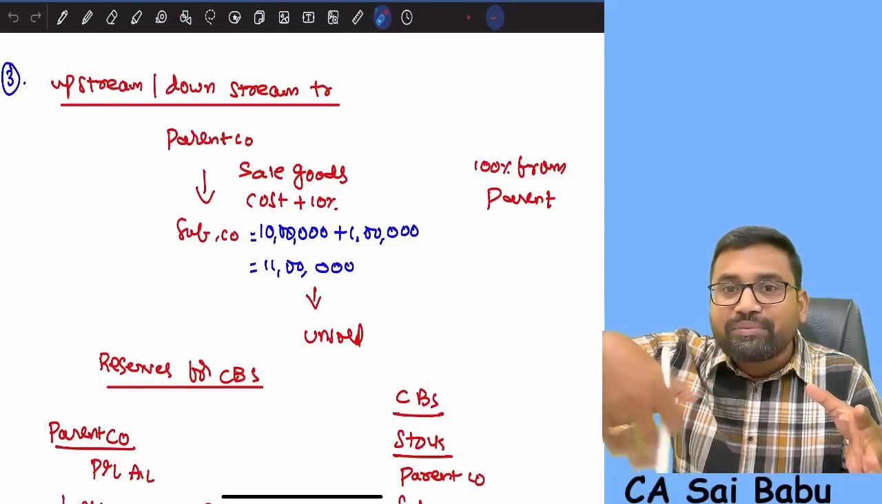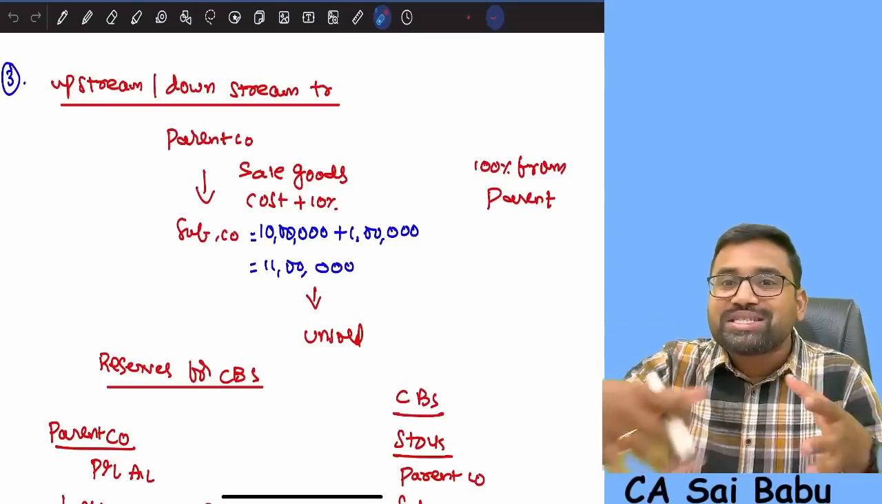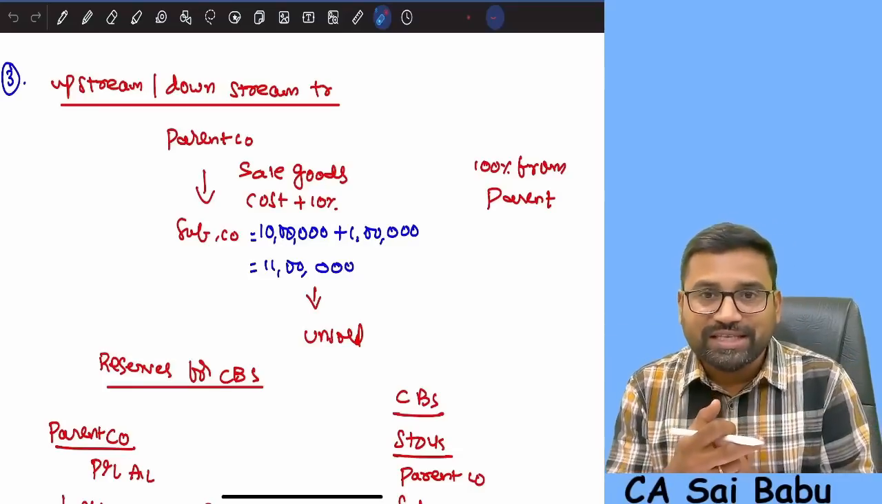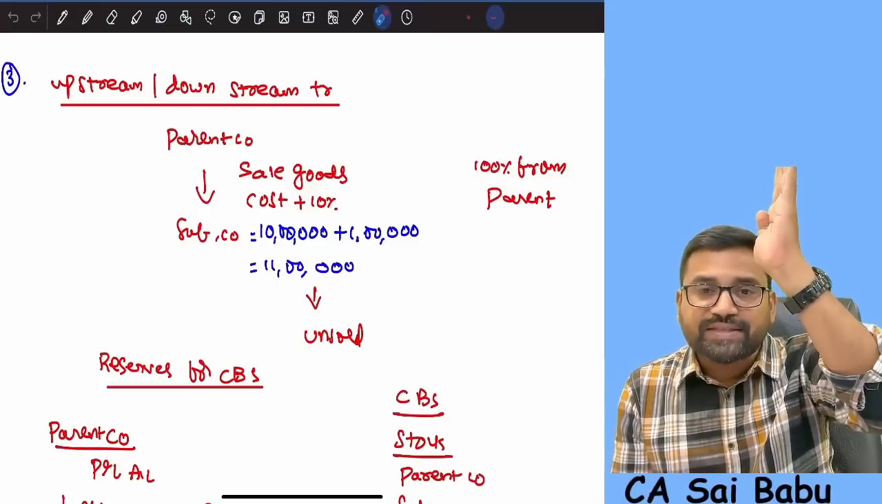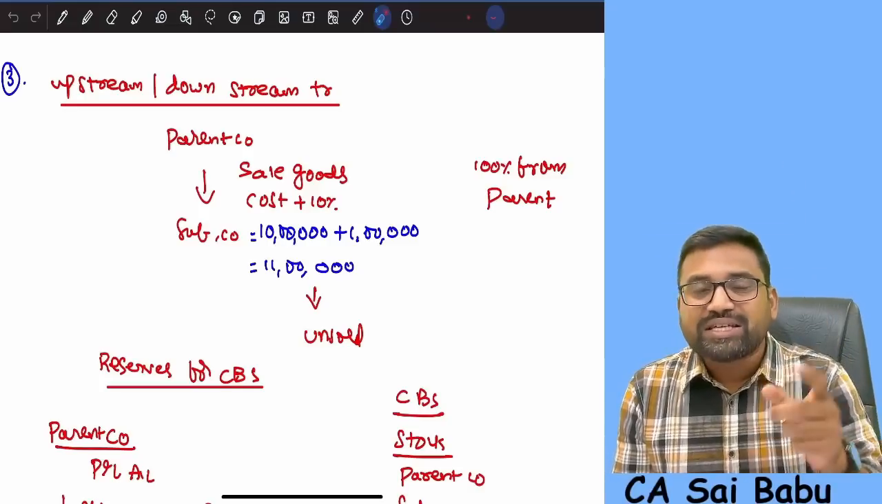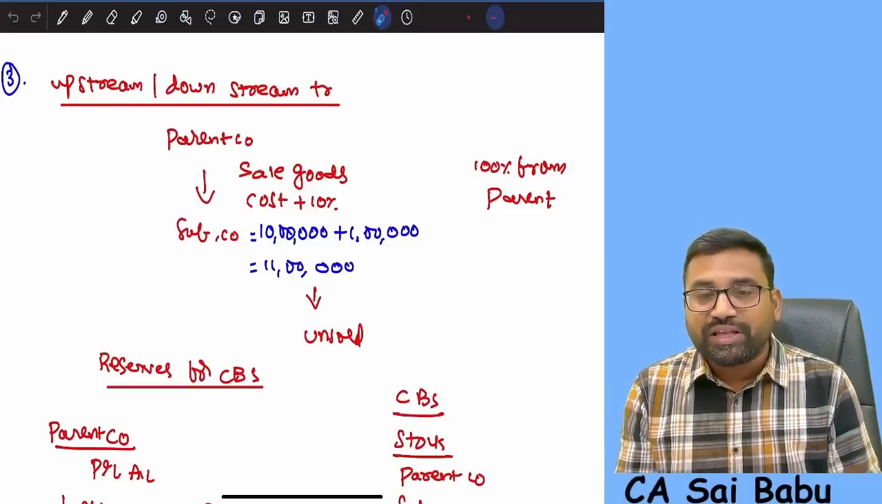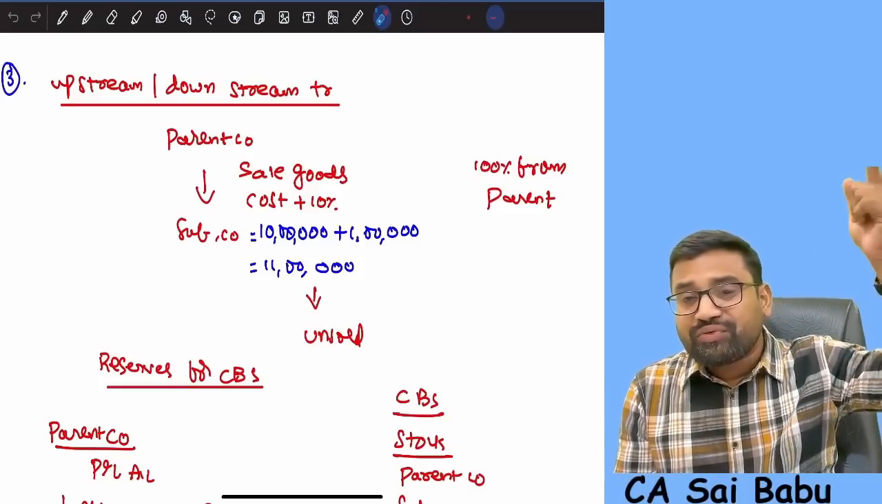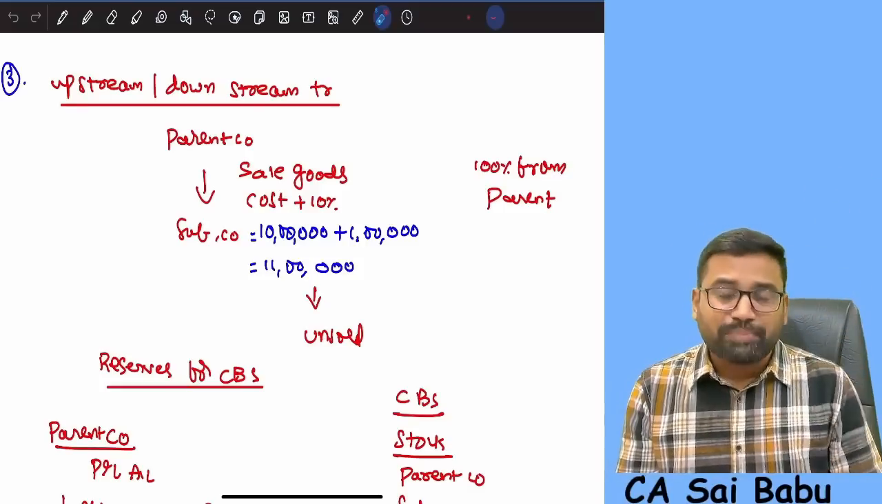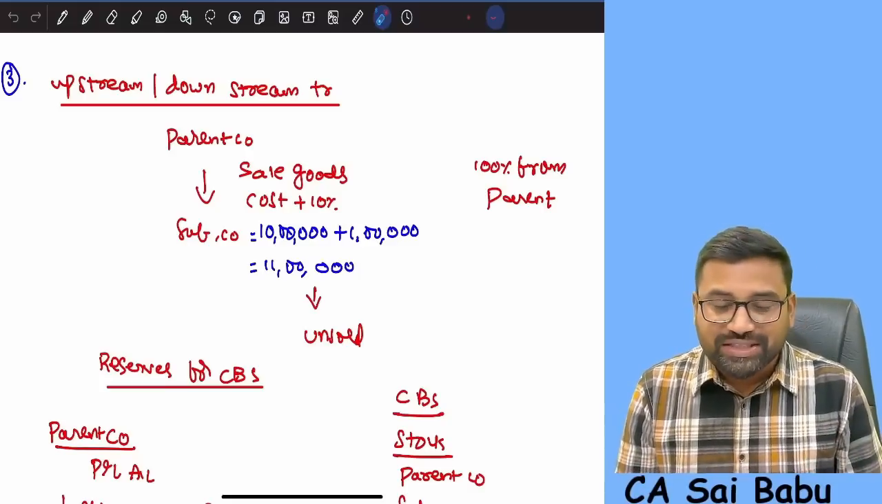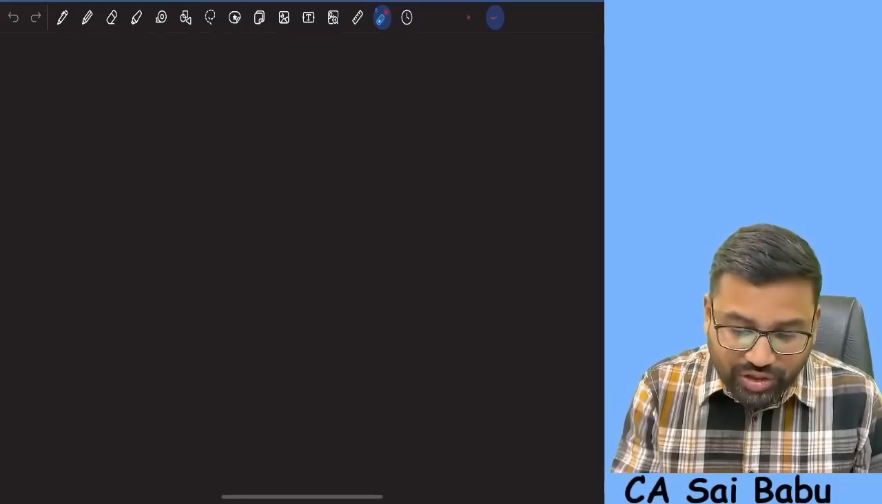If you see from the group point of view, if the stock is there within the group, the profit is not yet realized. So in case of upstream transactions, the profit which is unrealized is already there in the subsidiary company, and that profit was apportioned between the parent and minority interest. Therefore, reduce it from minority interest in step number 5, as well as step number 8, reserves for consolidated balance sheet.